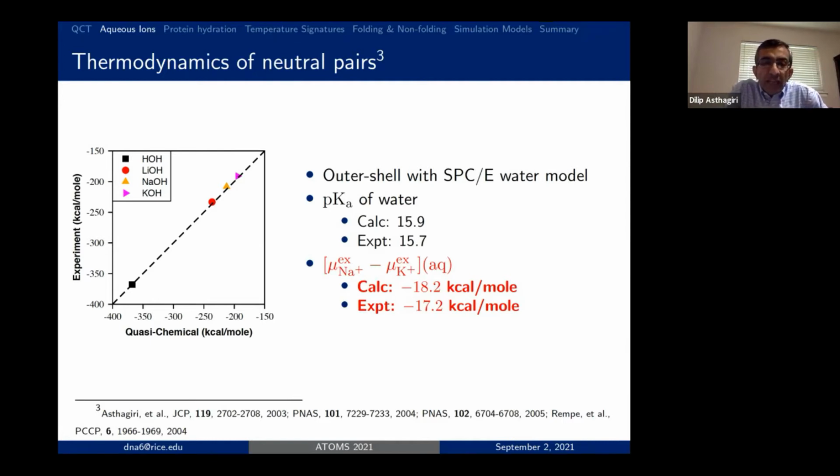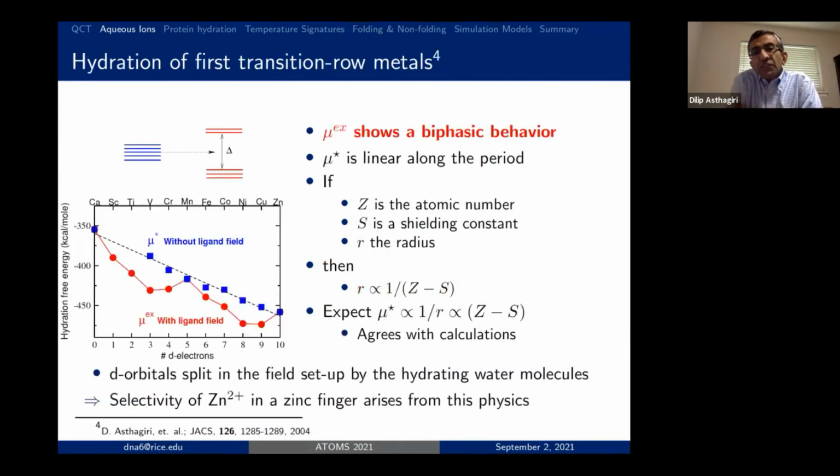Okay, and for the problem of sodium-potassium selectivity in the ion channel, this proves to be crucial because we find that sodium is better hydrated, which is not a surprise, and we are able to get the values in good agreement with experiments. For the case of zinc fingers and transition metals, the theory proves rather interesting.